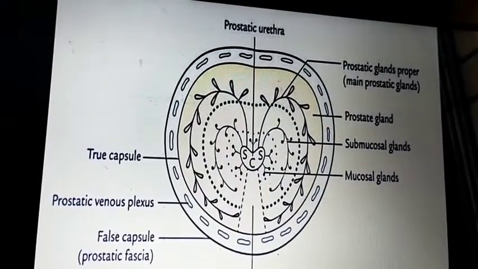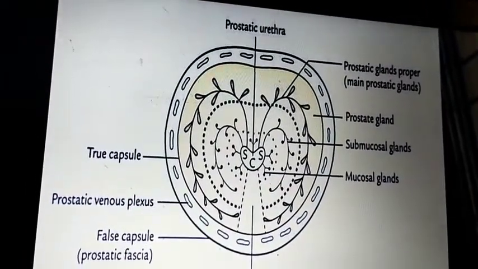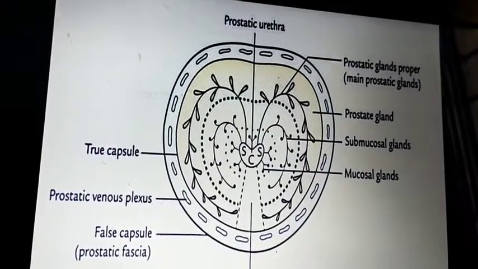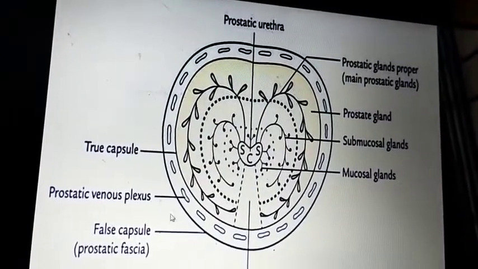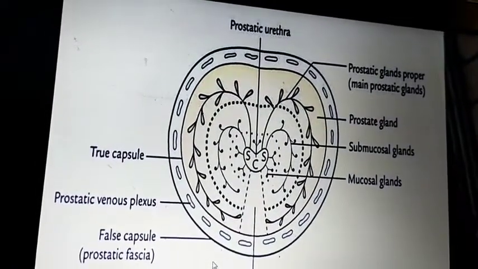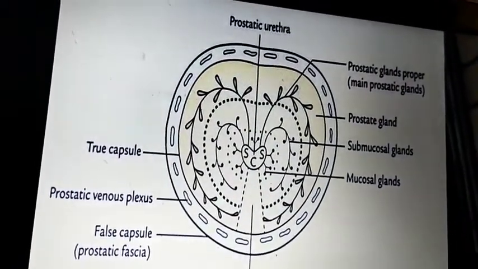The true capsule mainly bears the fibromuscular capsule or fibrous sheath, and the false capsule is formed by the pelvic fascia and Denonvilliers' fascia posteriorly.